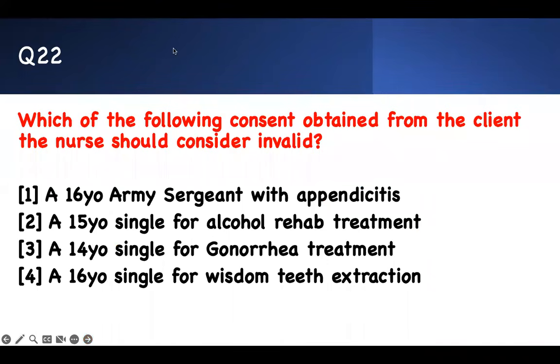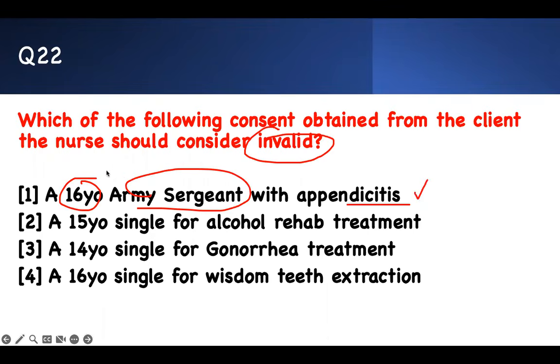Number 22. Which of the following consents obtained from the client should the nurse consider invalid? This is about consent. I'm trying to get you thinking. Which one is invalid? You know the criteria. A 16-year-old army sergeant with appendicitis. Well, is underage, right? A minor is less than 18 years old. But he's an army sergeant. He can consent on his own. So this is good.